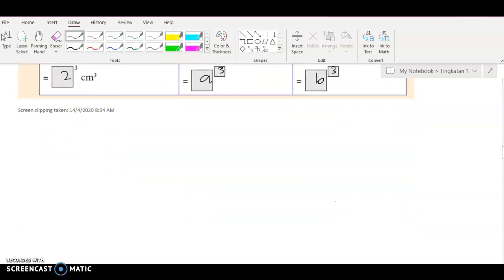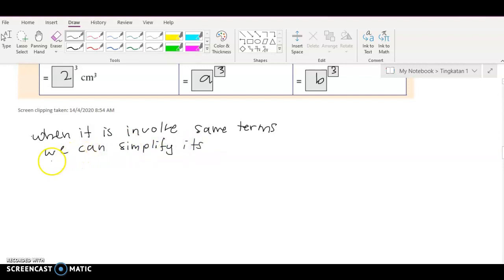So what can we say over here? We can say that when it involves the same terms, we can simplify it. For example, b times b times b, we count how many b are over here. You have 3 times, so we will get b to the power of 3.